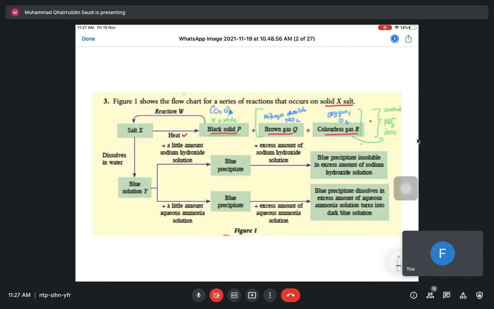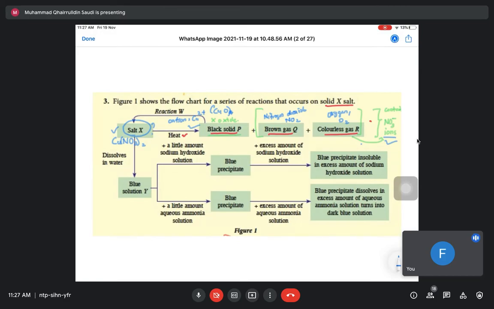Copper 2 ion. Copper 2 plus. Good. So, our cation adalah copper 2 plus. Our anion adalah nitrate ion. So, apakah our salt? What is our salt? Copper 2 nitrate. Good. Copper nitrate. Copper 2 nitrate. So, awak dah dapat dah identify what is our salt. So, awak berjayalah achieve our learning objective to identify the cations and anions in the salt.